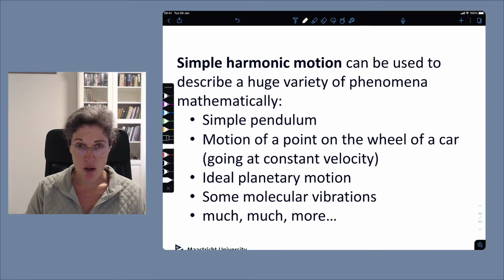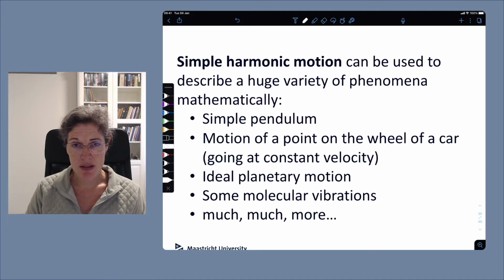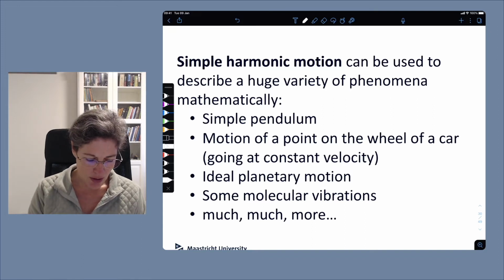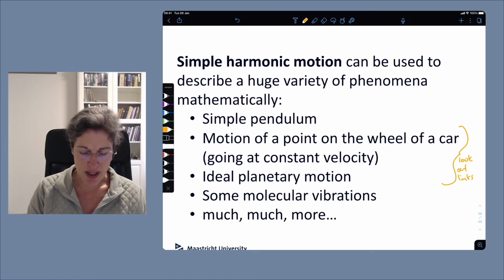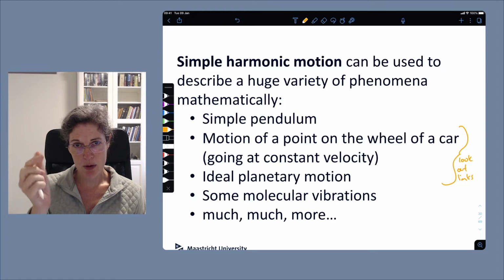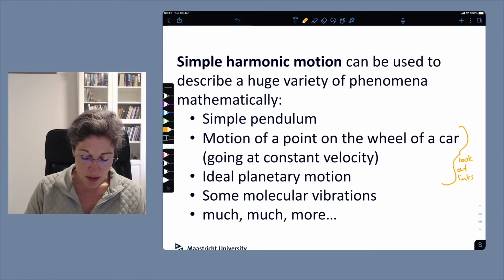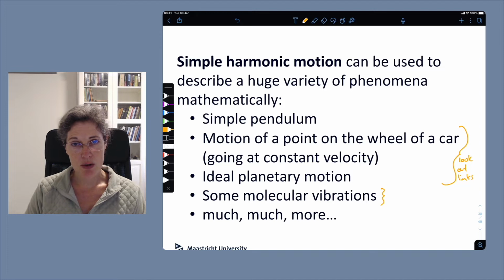Okay, so what are some of those systems? Well, a simple pendulum will do it, so we're going to talk about that. You can, in fact, use simple harmonic motion to understand the motion of a wheel in a car, or planetary motion, which might seem strange because you think of those as things going round. But if you're curious to see how that works, you can go and have a look at the links I put on Canvas, which will show you the link between simple harmonic motion and circular motion. There are plenty of molecular vibrations where you can actually use these models precisely to calculate how molecules are vibrating, and bunches more.